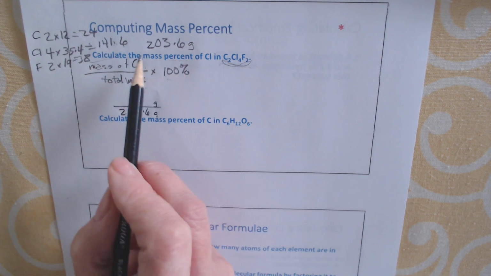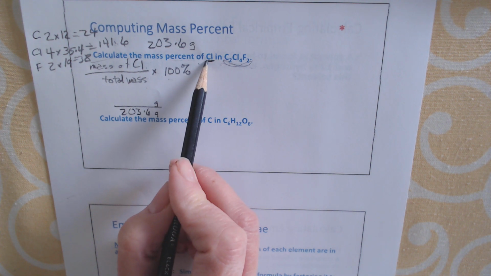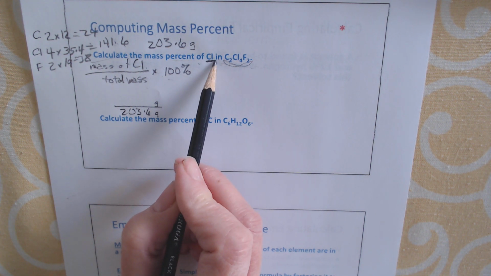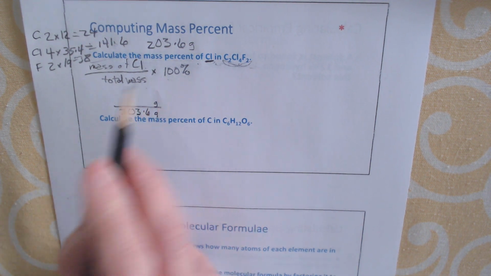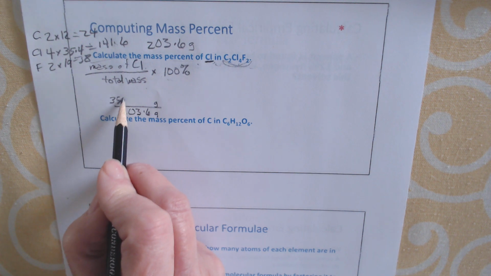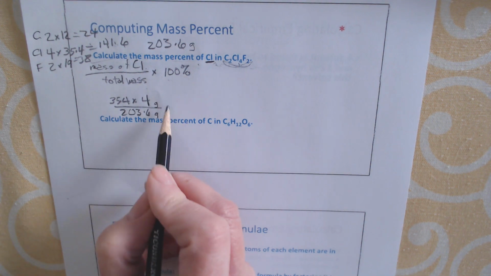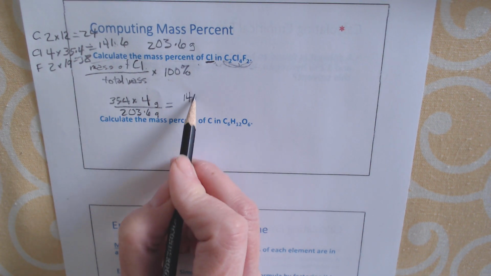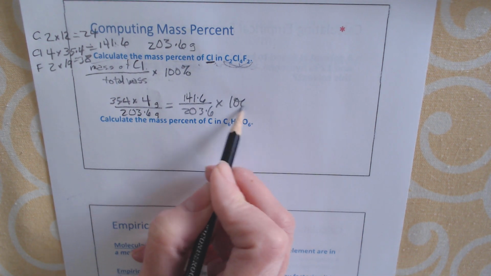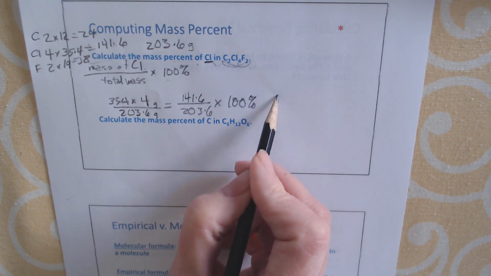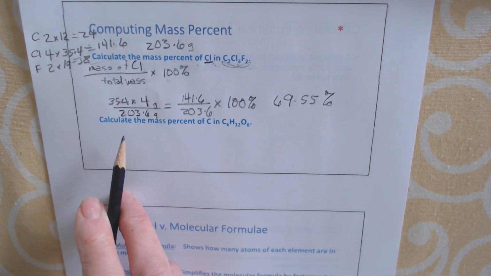Now, here comes the only part that gets a little tricky. I asked for the mass percent of chlorine, and look how chlorine's expressed there, just Cl. But what I'm really asking for is all the chlorine atoms that are a part of that compound. So I've got to take my 35.4 and multiply it by the number of chlorine atoms. So there you go, that's 141.6 over 203.6. And I'm going to multiply that times 100% to arrive at my answer. So my answer is going to be 69.55%, and we are done.